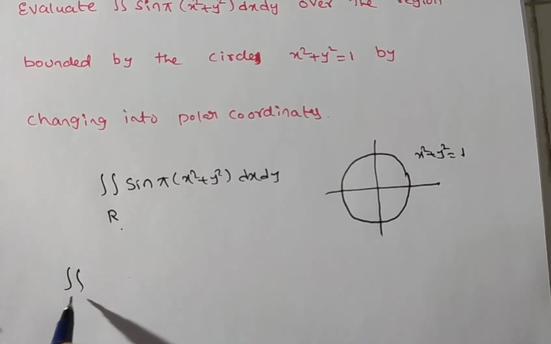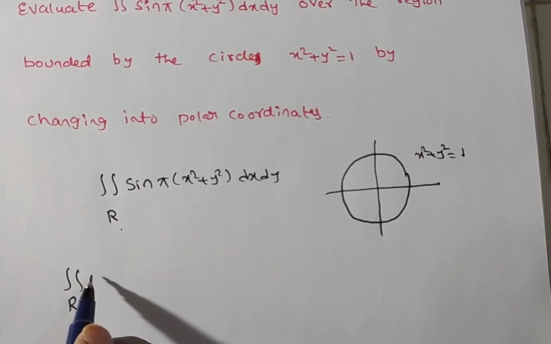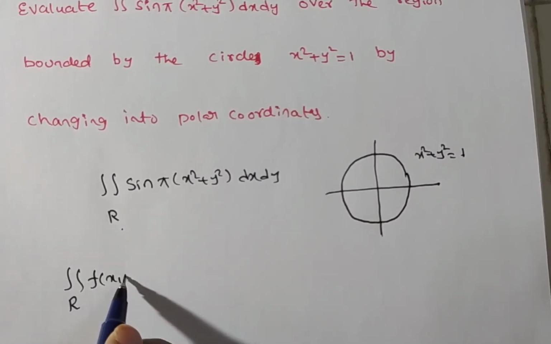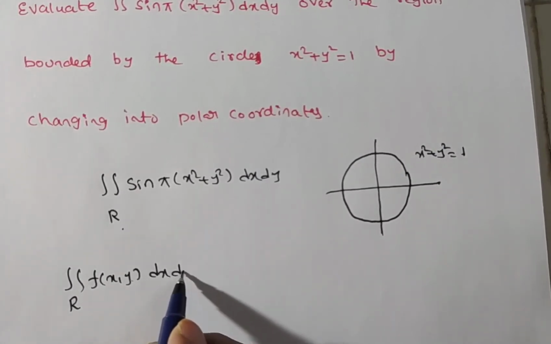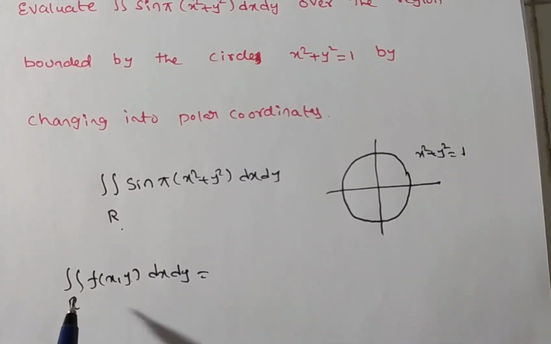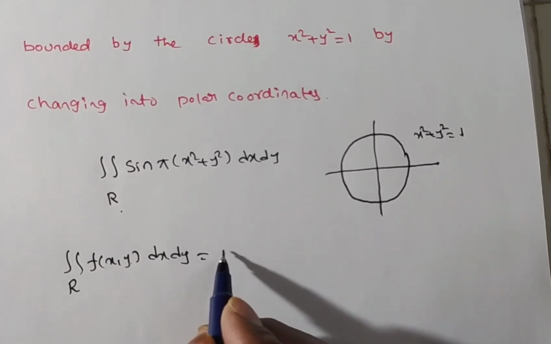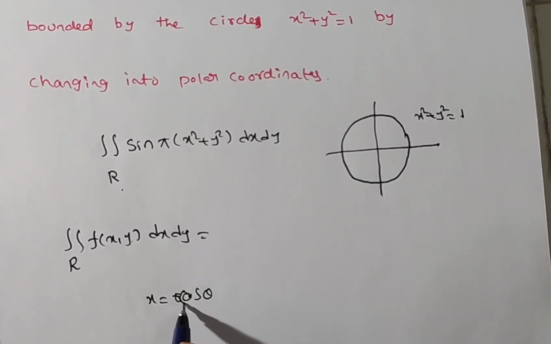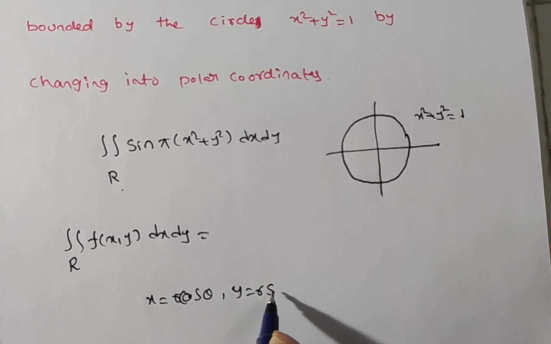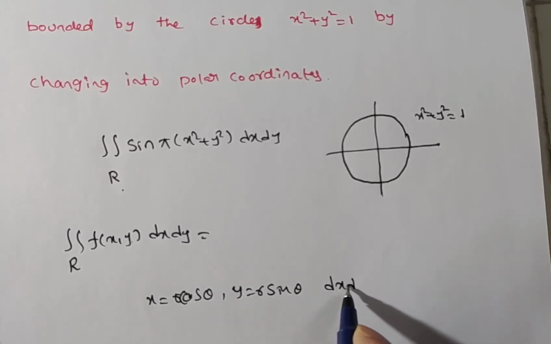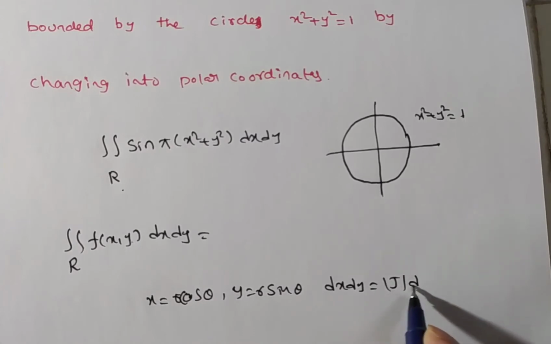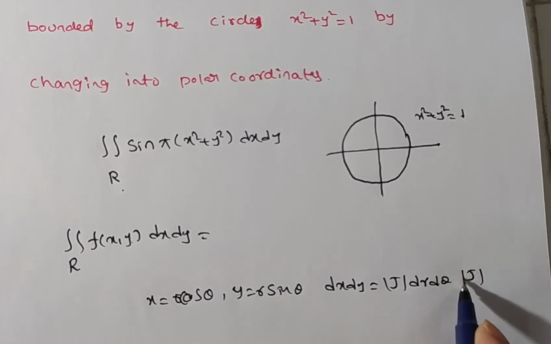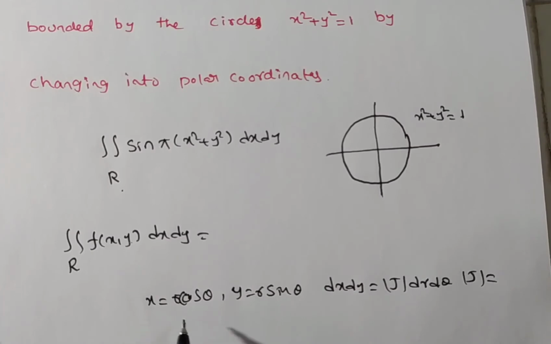Friends, you remember, if R is a region bounded in the xy plane and f of x comma y is any integrand given in the xy plane, then changing into polar coordinates means we substitute x = r cos θ, y = r sin θ, and dx dy we replace using the Jacobian, with dr dθ. You remember the Jacobian in polar coordinates for x = r cos θ, y = r sin θ is r. You have to remember this statement.